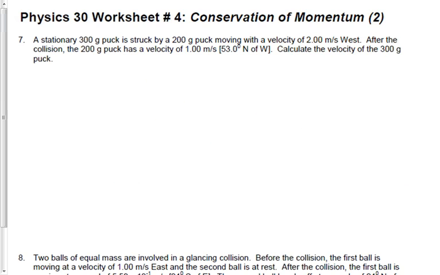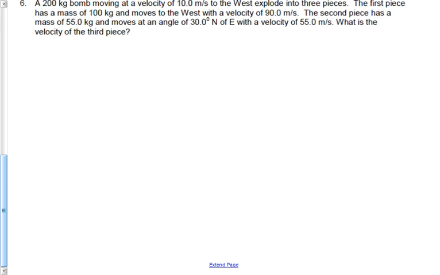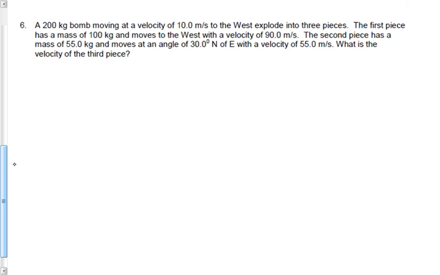Okay, number 6 was our other one. Let's take a look at that one now. This one says a 200 kilogram bomb moving to the west, 10 meters per second, explodes into 3 pieces. Okay, so this one's a little bit harder here. We got a 200 kilogram bomb moving to the west, 10 meters per second. This is initial. This is before. It explodes into 3 pieces. This is going to be after. Okay, this is our after here. Oh, sorry, to the west, yeah.